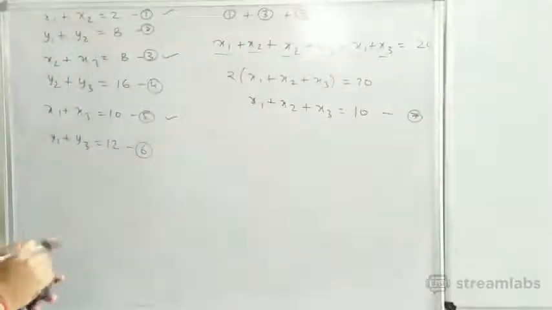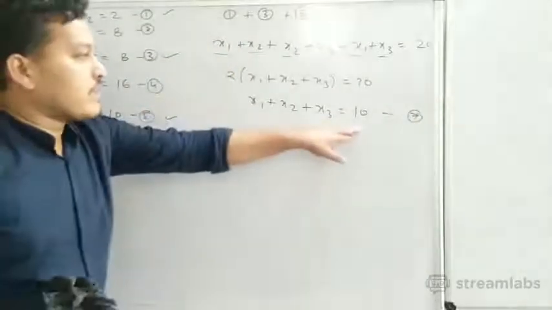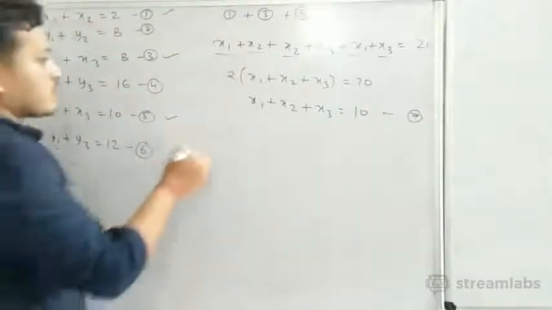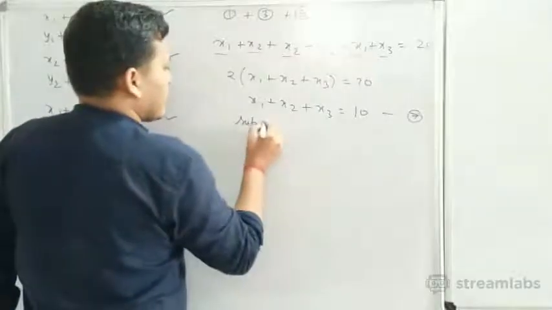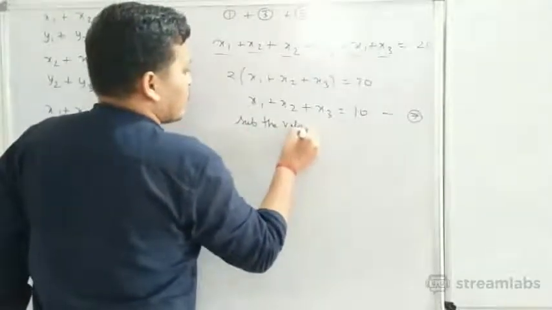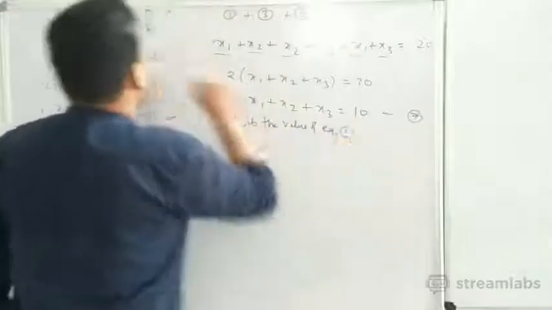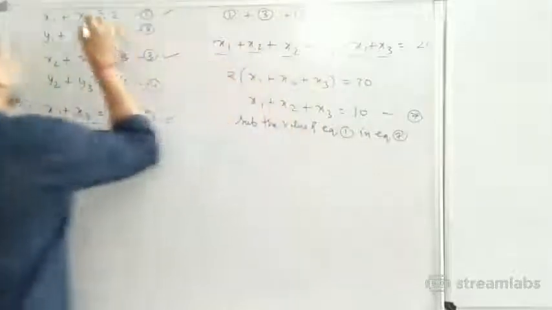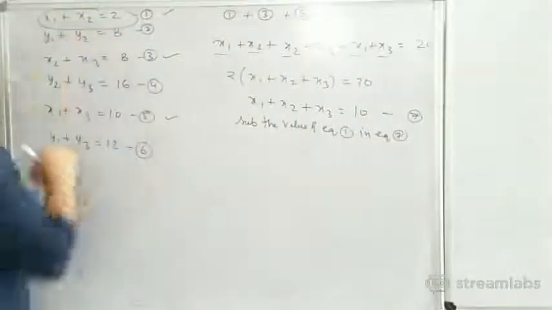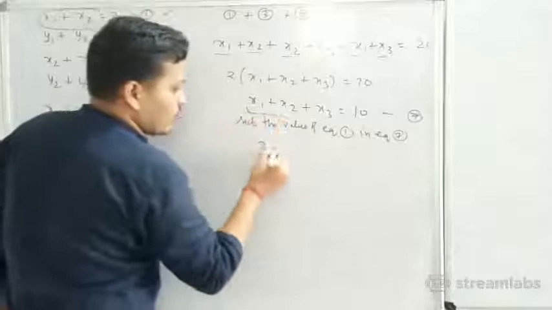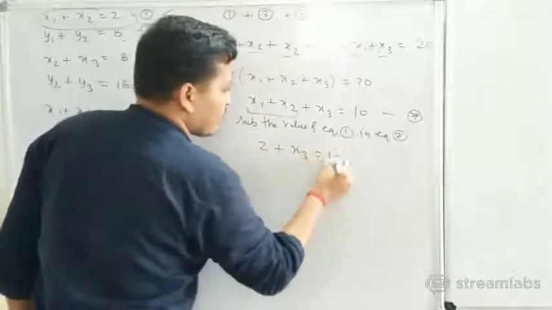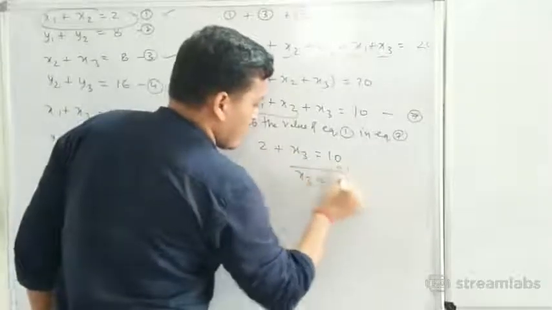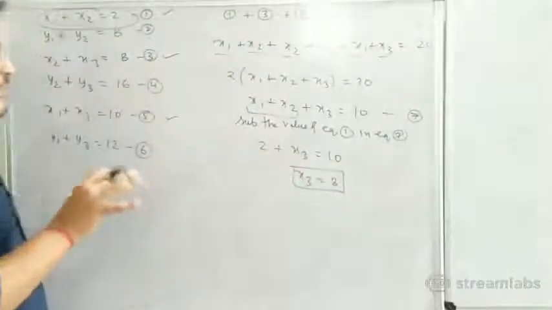Equation number 7. Now what is the problem? Taking equation number 7 and equation number first, because first is x1 plus x2. Substituting the value of equation number first in equation number 7: what is the value of x1 plus x2? It is 2. So x1 plus x2 is 2, plus x3 is equal to 10. So x3 is equal to 10 minus 2, 8. The value of x3 is equal to 8. Okay, this is the first.